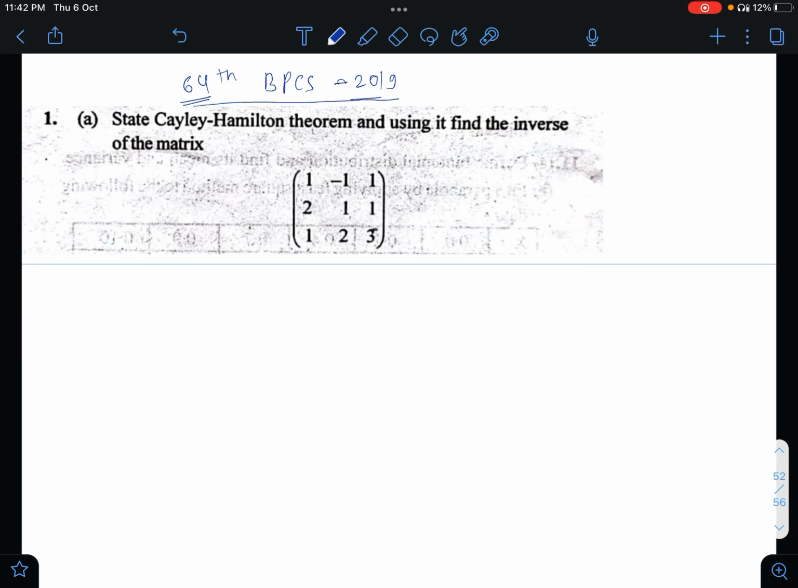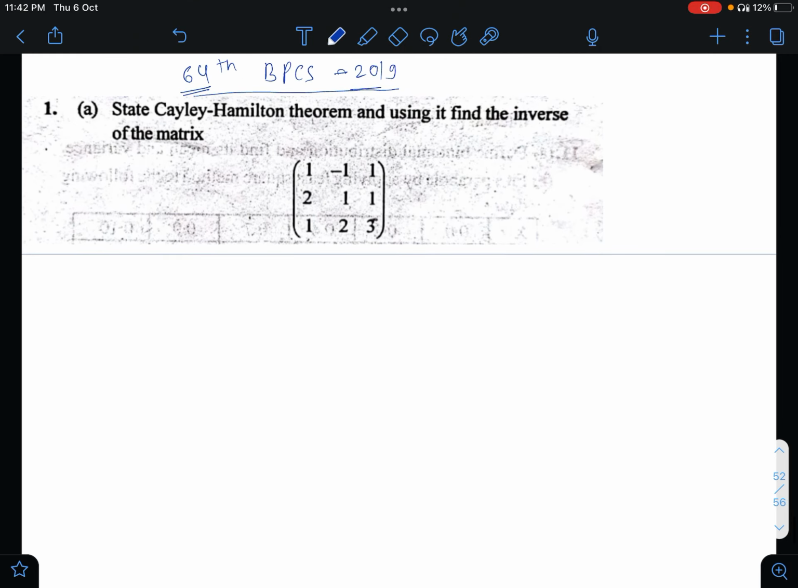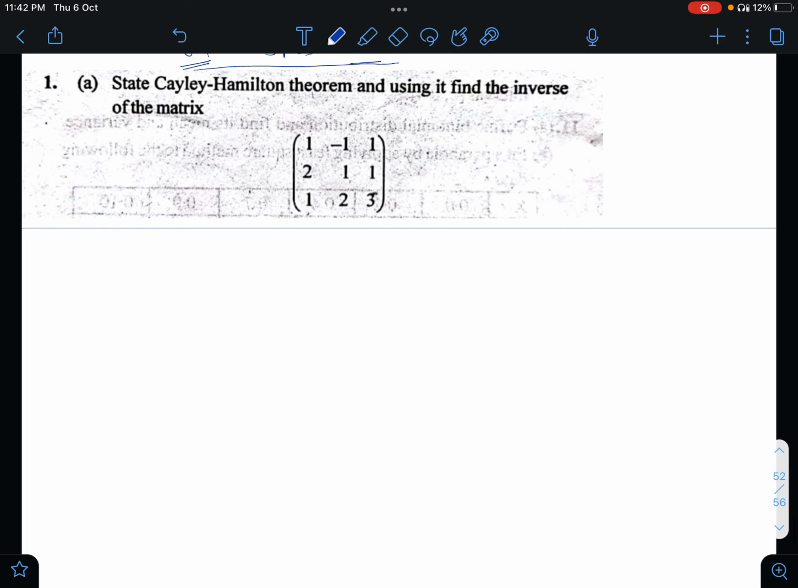It says: state the Cayley-Hamilton theorem and, using it, find the inverse of the matrix. This type of question is asked in UPSC, UPPCS and BPSC repeatedly. So the statement of the Cayley-Hamilton theorem has been asked.